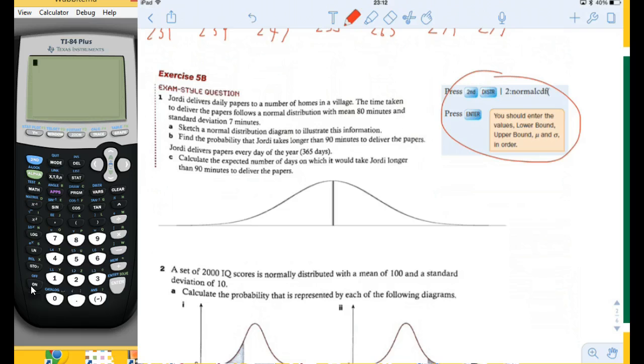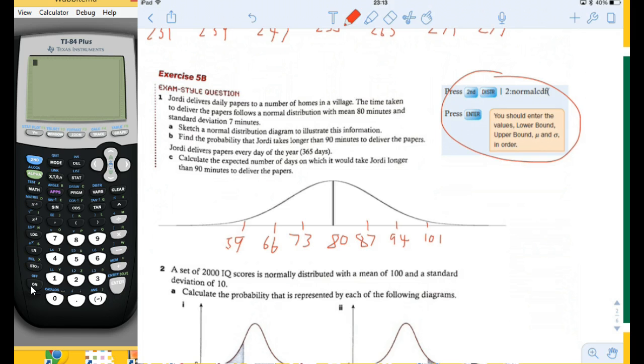Jordy delivers daily papers to a number of homes in a village. The time taken to deliver the papers follows a normal distribution with mean 80 minutes and standard deviation 7 minutes. Okay, so sketch a normal distribution diagram. So we're going to have 87, we're going to have 73, we're going to have 94, and 101, and we're going to subtract 7 here. It would be 66. Subtract 7 here, it's going to be 59.